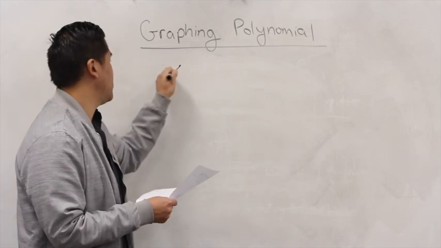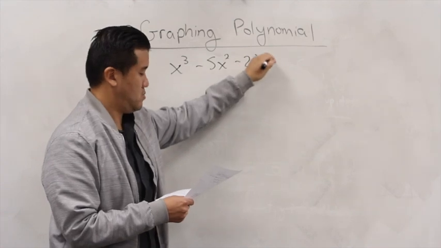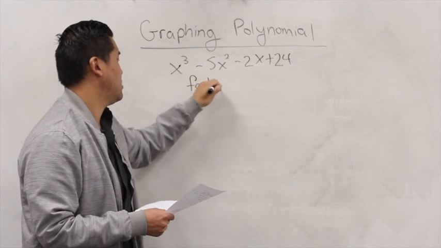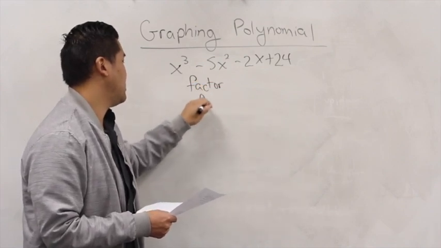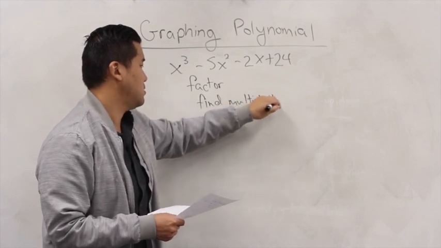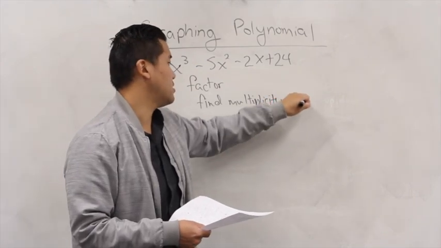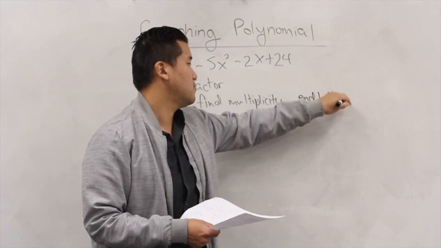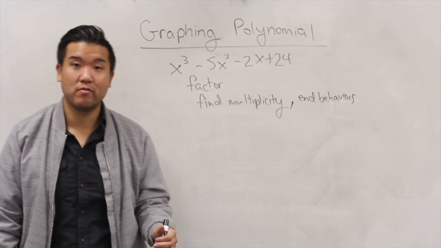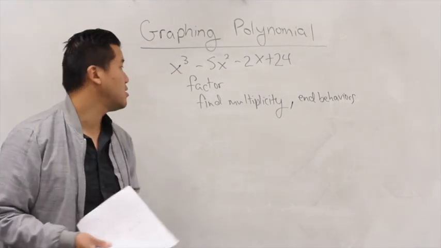Okay, let's do this problem here. I want you to factor completely and find the multiplicity. So factor, find multiplicities, and then find and talk about end behaviors. Try your best. It's a big problem for a beginning problem, but try your best. About a minute for this. Go.